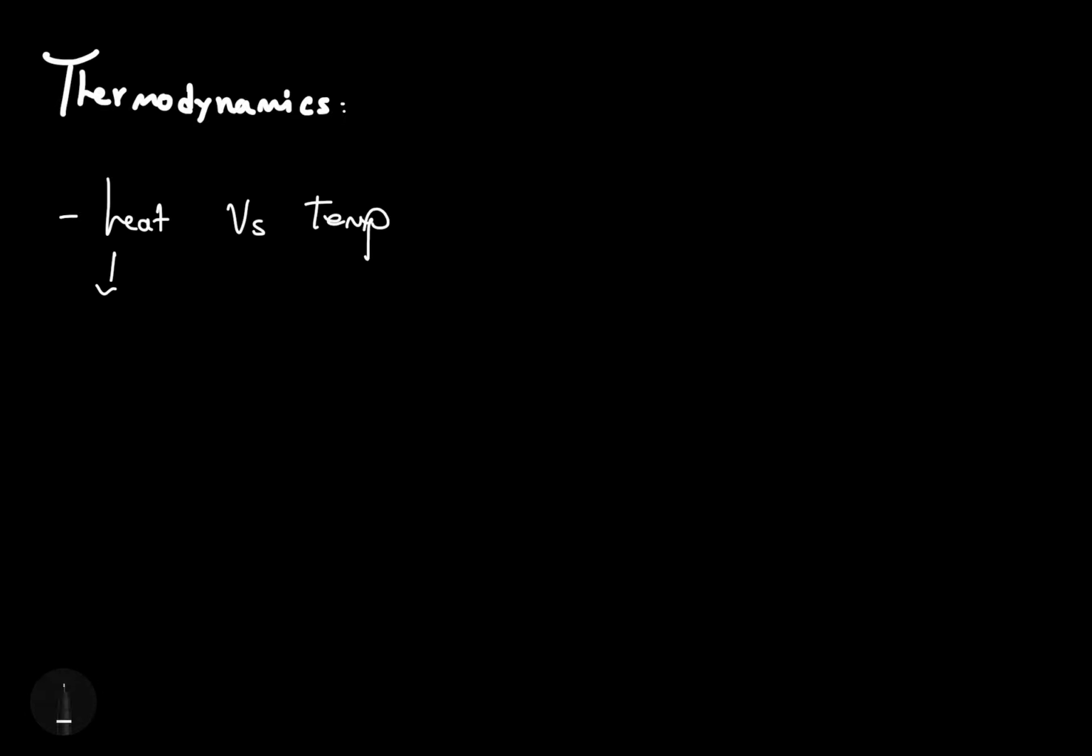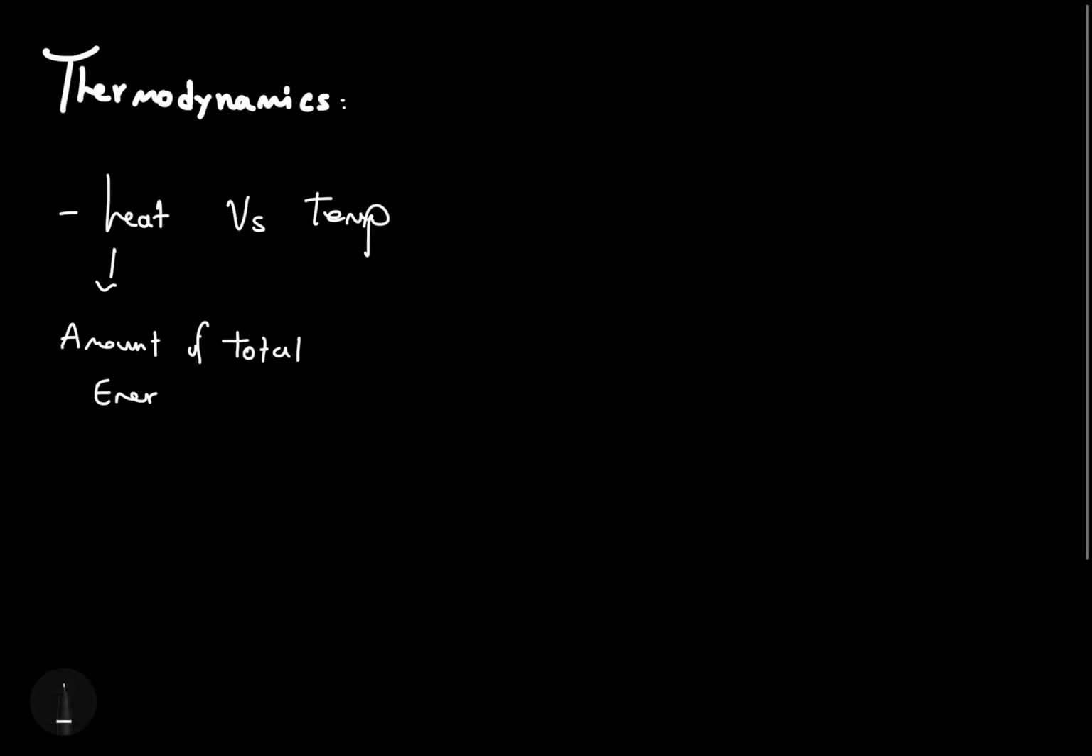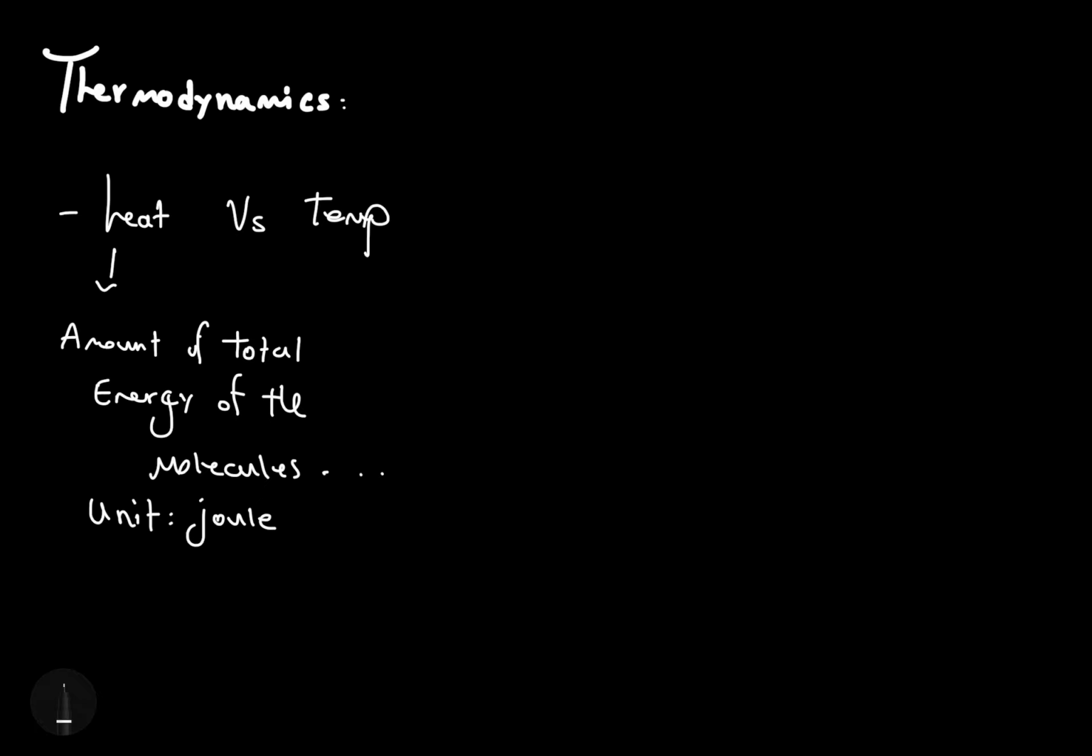So heat is simply defined as the amount of total energy that the molecules of a substance have. And the unit of heat, which is a type of energy, is, of course, the joule. Because, as you know, anything that is considered energy has a unit of joule. Temperature, on the other hand, is not necessarily the same as heat.